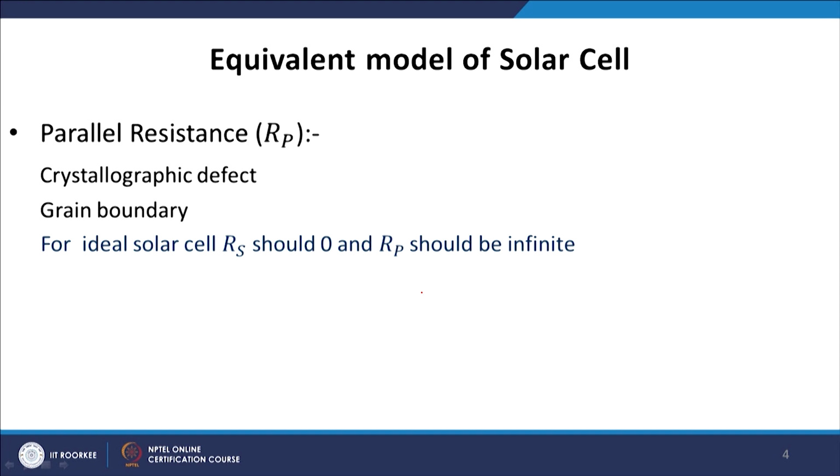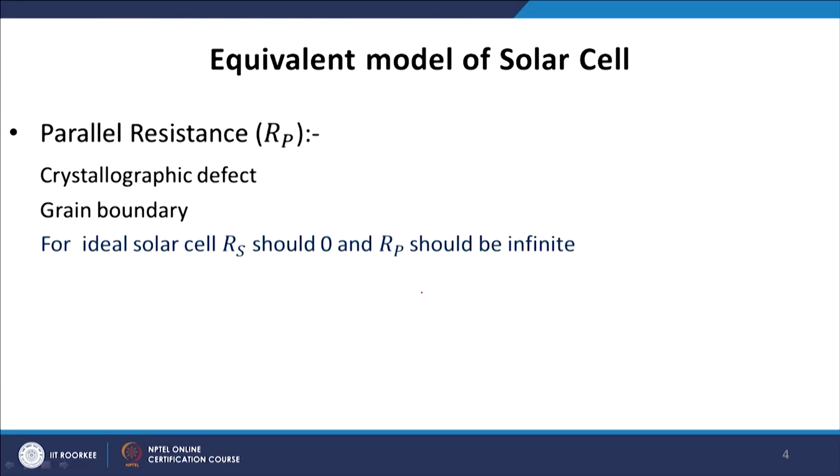On the other hand, we have parallel resistance or shunt resistance, which is mainly due to crystallographic defects. Let us, for example, take a silicon solar cell. When we grow this silicon crystal, a lot of crystallographic defects can originate during the growth process, and those defects behave like charge carrier recombination sites. In addition, during the growth of this crystal, there can be a lot of grain boundaries, which also act like charge carrier recombination sites. Because of these crystallographic defects and grain boundaries, we get some kind of resistance in the solar cell, and that resistance contributes to the shunt resistance.